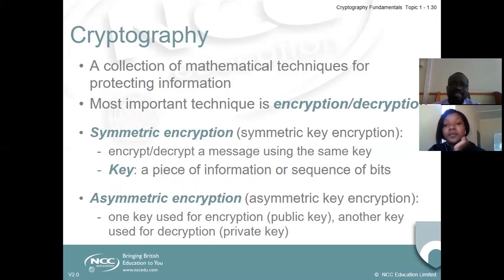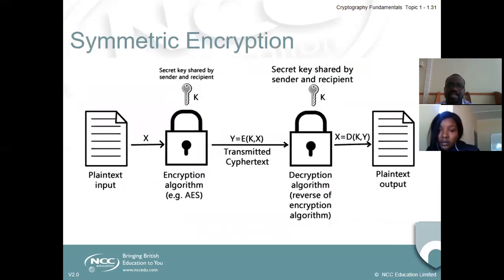We have symmetric encryption, symmetric key encryption: encrypt and decrypt messages using the same key. Remember I said there's just one key, for encrypting and for decrypting. That is symmetric. Then we have asymmetric, which uses two keys. Asymmetric key encryption: one key used for encryption, which is a public key, and another key used for decryption, which is a private key.